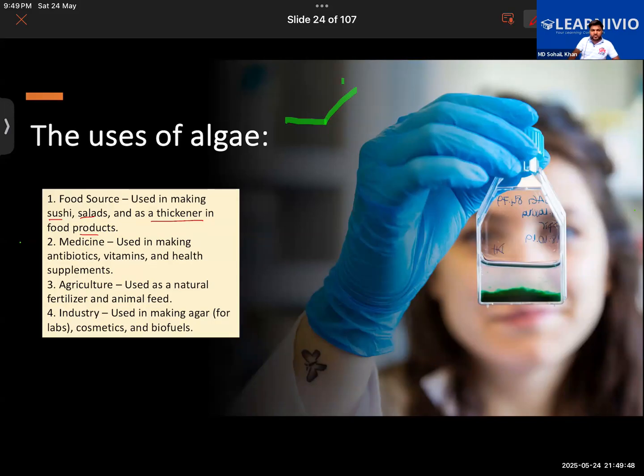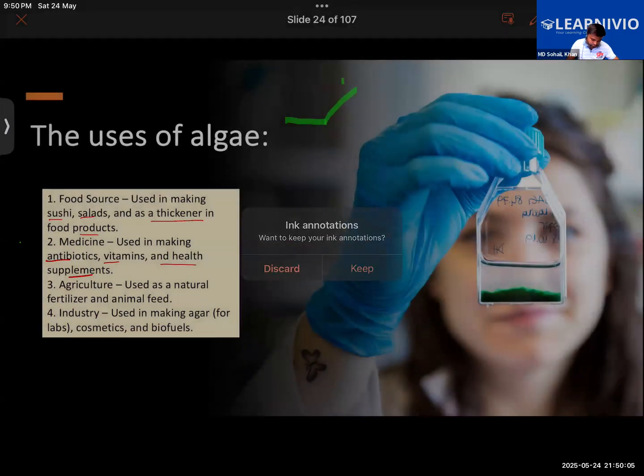Other than that, as you already know, it is used in making antibiotics, vitamins, and even health supplements and healthcare products. There also algae is being used nowadays. You have one such example; let me show the image of that.